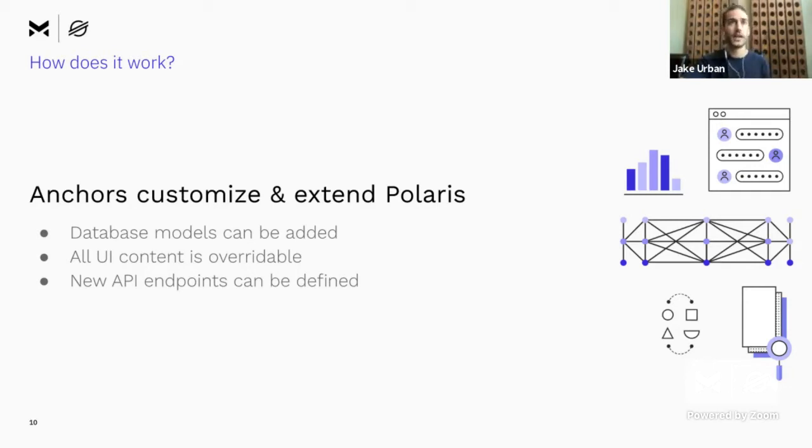So if you feel like Polaris' data model is lacking and you want to store more information, you're free to add more database models. Polaris comes with a default UI that's halfway decent, I would say. But if you don't like it, you are free to change it. And then also, if you have external functionality that you want to offer to your customers, but Polaris doesn't offer it because it's not a part of any one SEP, you're free to define new endpoints right alongside on the same server running Polaris.